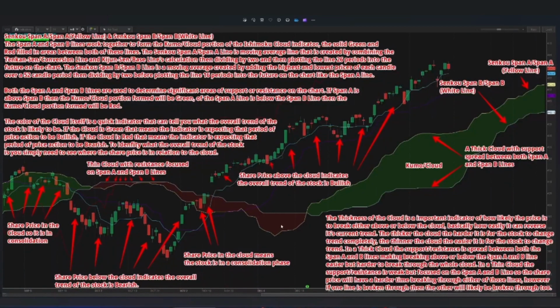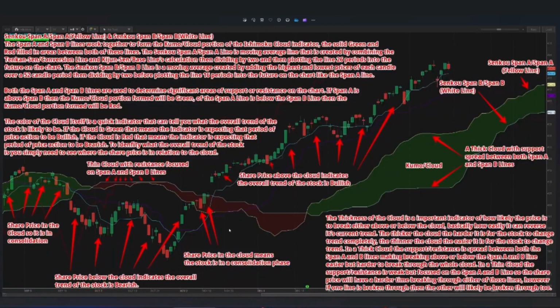Both the Span A and Span B lines are used to identify significant areas of support and resistance for the chart. If the Span A line is above the Span B line, the cloud portion will be green. If the Span A line is below the Span B line, it's going to be red. So the Span A line is going to be up here when the cloud is green, and the Span B line is going to be down here. But they flip-flop when it's red. So the Span A line is on the bottom when the cloud is red, and the Span B line is going to be at the top.